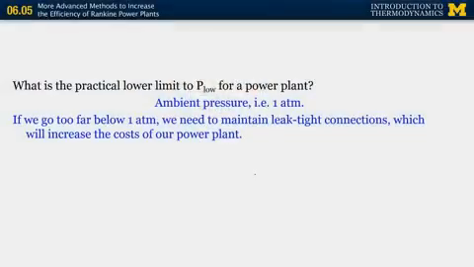Welcome back. So the practical lower limit for a power plant is somewhat intuitive. We don't want to go below ambient pressure because then we risk having air or other contaminants leak into the system. And then we would have to increase the quality of the connection. So we'd have to have leak-tight parts. And vacuum has costs associated with it. So vacuum being anything below ambient pressure. So in general, we want to stay right about ambient pressure in terms of our lower limit.